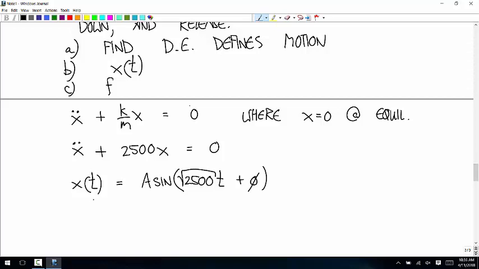That's not really an explicit solution yet because we don't know what a is and we don't know what phi is. So now we're going to use the boundary conditions to find a and phi. What's the square root of 2500? Ooh. Yeah.